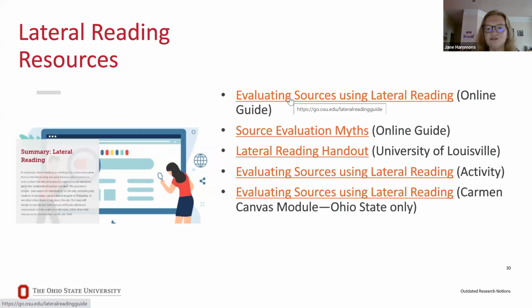So again, this is one alternate approach that we recommend in place of focusing on domain, in place of focusing on a checklist approach to evaluating sources.